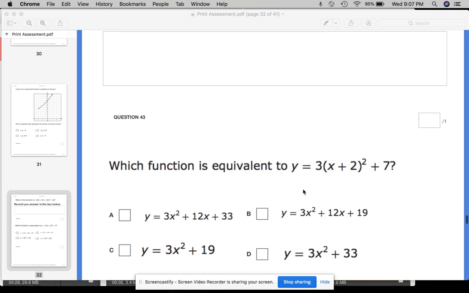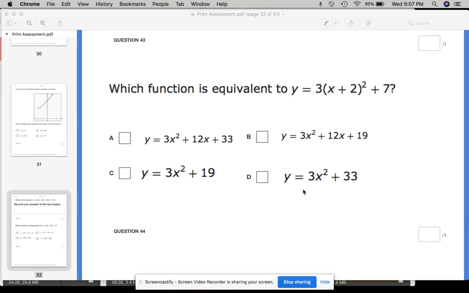Question 43. Which function is equivalent to y equals 3 parentheses x plus 2 close parentheses exponent 2 plus 7? A, y equals 3x exponent 2 plus 12x plus 3. B, y equals 3x exponent 2 plus 12x plus 9. C, y equals 3x squared plus 19. D, y equals 3x squared plus 33.